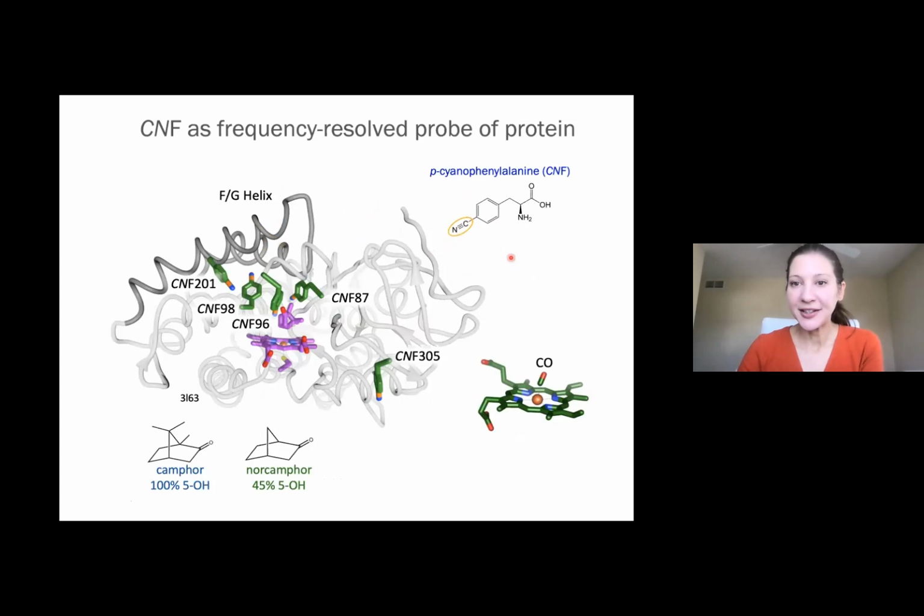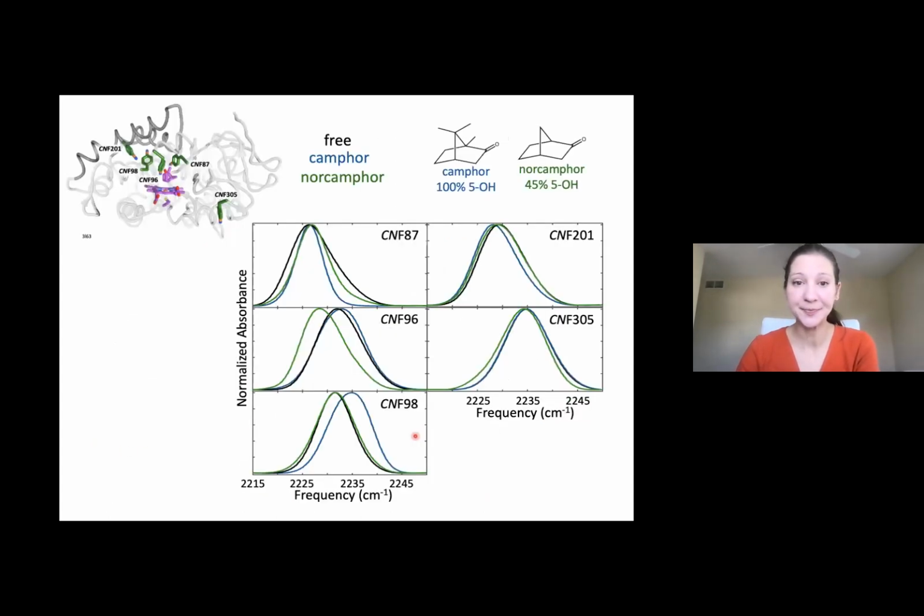So again, we're using our cyanophenylalanine probes, and we incorporated them at 5 different residues, several of which are either on or pointed towards this FG helix to be sensitive to that. 196 here is pointing directly at the carbonyl group of the substrate. 305 is kind of a control, and then I'll just bring up a little bit of CO data at the end. So here we're looking at the protein in the absence and the presence of each of these different substrates.